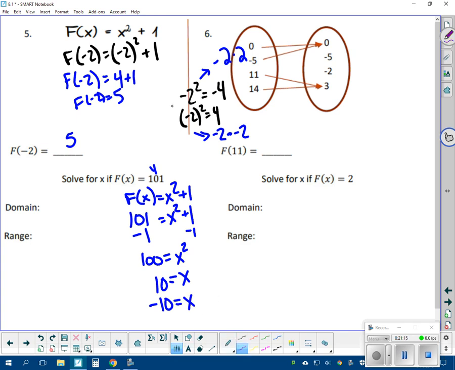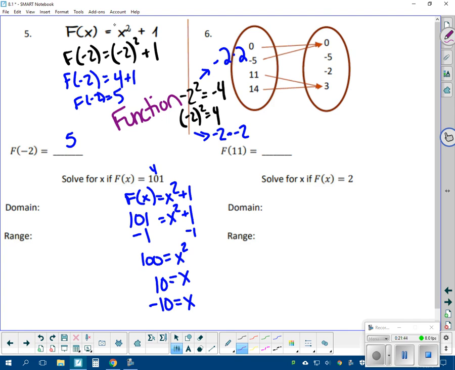Is this a function? Can you think of any two numbers that you could plug in and get the same answer? That would be okay. I could plug in negative 2 and plug in 2. I'm going to get the same answer. But those are two different inputs. We don't care if they have the same output. Is there any number you could plug in and get two different answers? No, that's not going to happen. So this is a function.